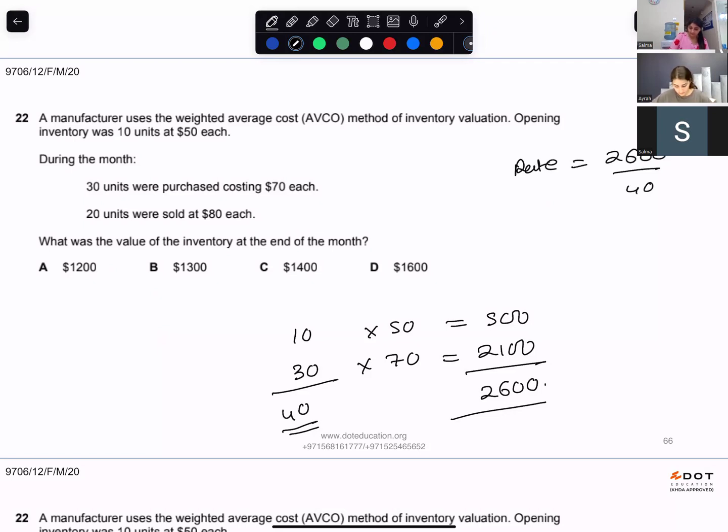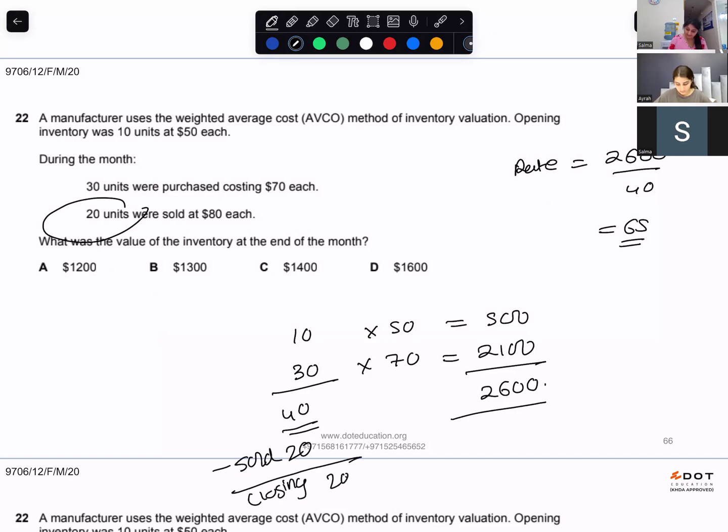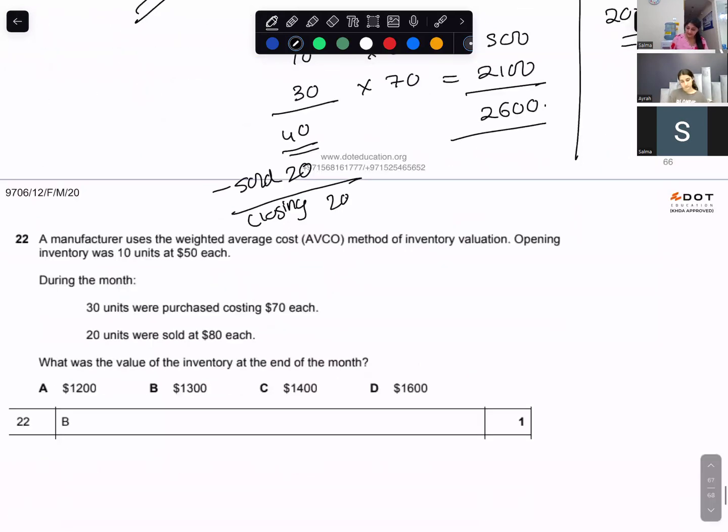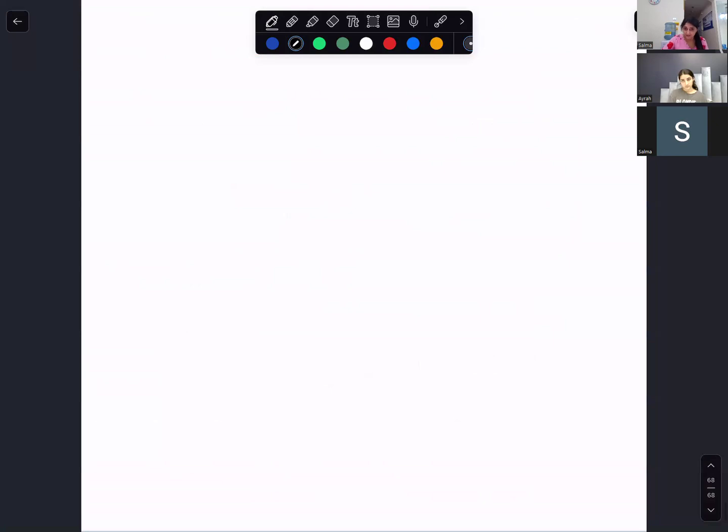Now 65 into 20, because you're left with 20. Units sold are 20, so you'll subtract it and you'll get 20. Closing inventory is 20, and 20 into 65 is 1,300. So it is option B. With this, we complete the major sums of inventory valuation MCQs.